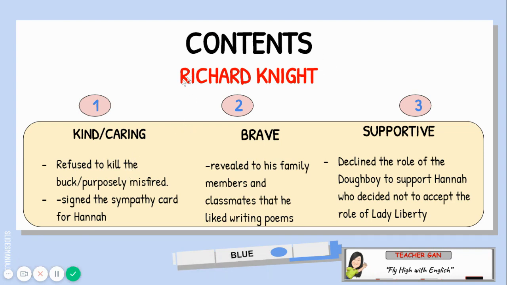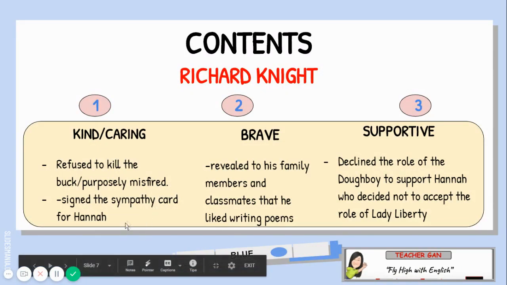Contents. So you are going to choose Richard Knight as the role model. So you can give 3 reasons here of his positive traits or personalities. So you can say that he's kind or caring. First of all, because the evidence is he refused to kill the buck or he purposely misfired during a hunting trip. And you can also mention Richard signed the sympathy card for Hannah when her parents' tavern was vandalized.